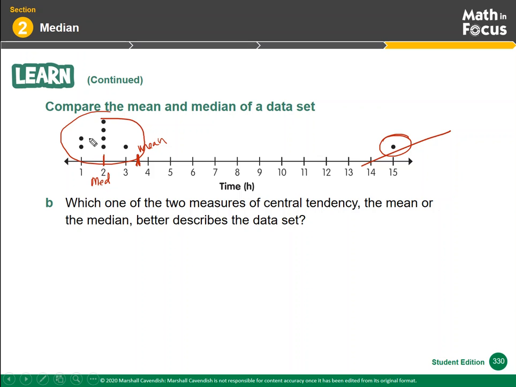Okay, and if you're just looking at this part over here, 2 clearly is where the majority of the data lies, right? 4 out of the, what was it? 4, 5, 6, 7, 8. 4 out of the 8 are right there. So half the data is lying on 2. So I would say that the median definitely describes this data set better than the mean does, because the mean is like removed from the majority of the data, right? It falls outside of that data. All right, let's see what they have to say.